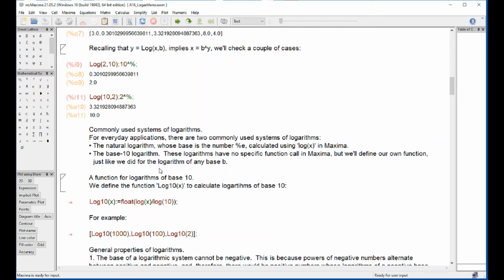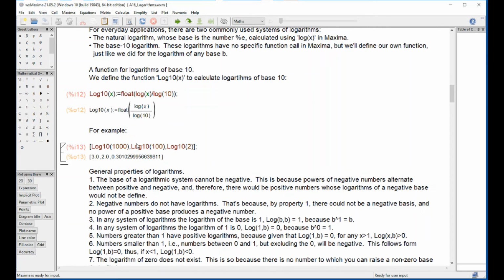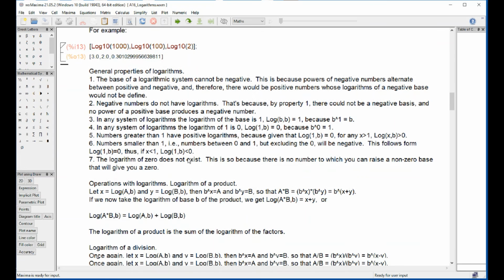Commonly used logarithm systems. I mentioned the natural logarithm, and this is the one that Maxima prefers. It's more natural in a sense. In the past, logarithms of base 10 were heavily used because our numbering system is base 10. So we can define a log10, a logarithm of base 10, by this function, and we find that the logarithm of 1000 is 3, of 100 is 2, of 2 is 0.3010.